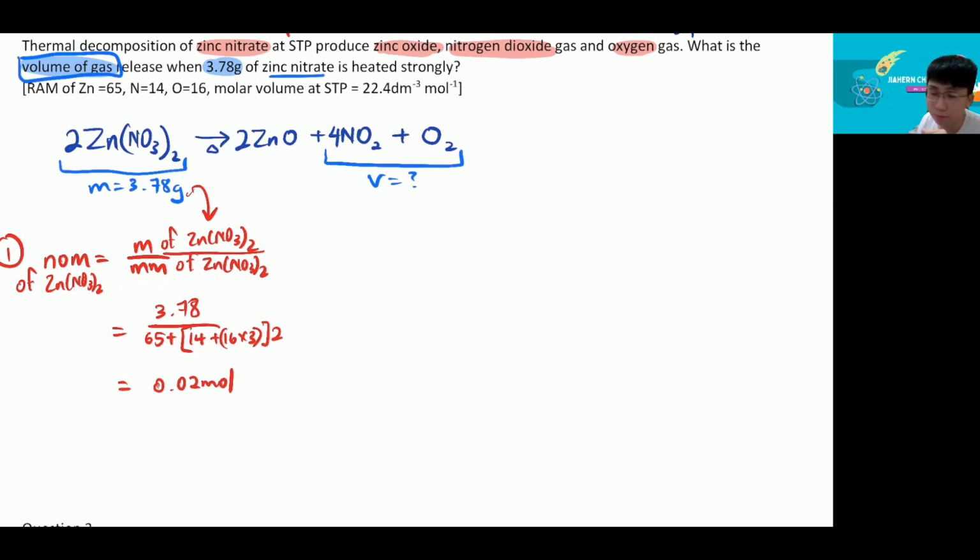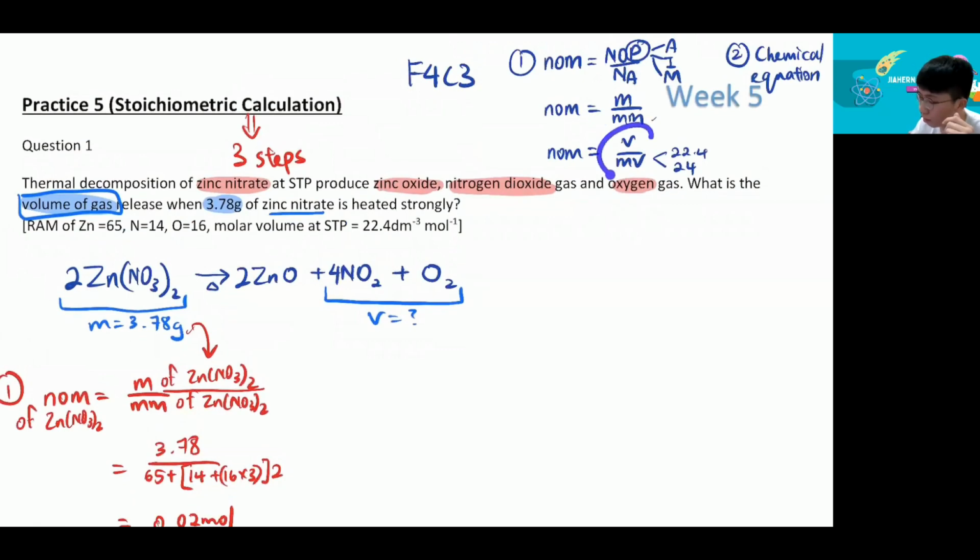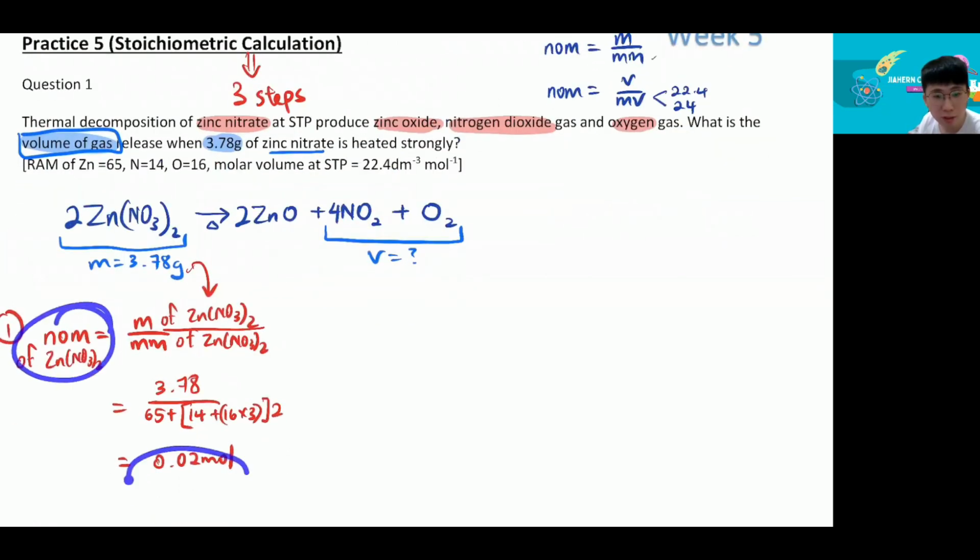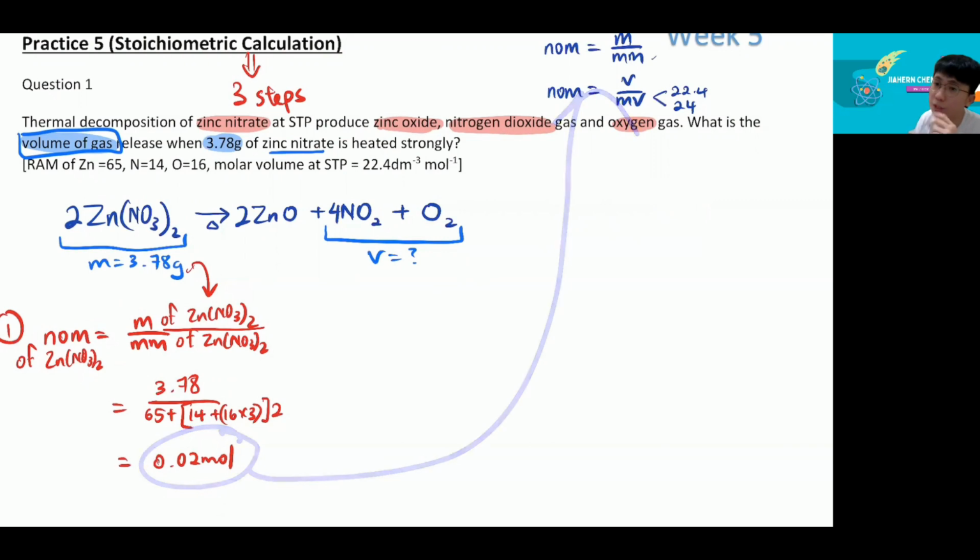But then, is this your final answer? Not yet, because I only found the number of mole of zinc nitrate, but what I want is the volume. When you talk about volume, the first thing you think of is the formula that relates to volume. You're going to say, oh teacher, number of mole equals volume over molar volume. But if I want to find volume, I should have molar volume. If you read the question, molar volume is 22.4, so you are provided with molar volume. But do you have number of mole? You'll say, teacher, number of mole, 0.02. Can you straight away put 0.02 into this formula? I would say it's a wrong step.